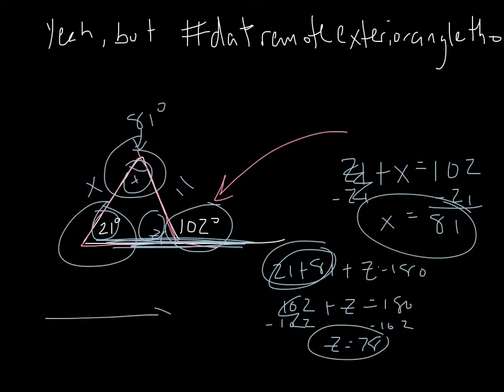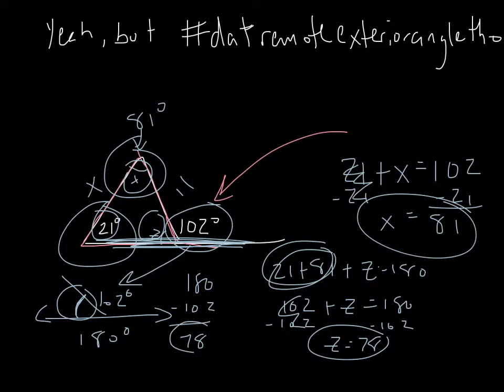Well, we know a straight line is how many degrees? 180 degrees. Now, we already know that that is 102 degrees. So how would we find this angle right here? Well, ladies and gentlemen, we just take 180 and subtract 102, and we get 78. And that's that angle measure, which is what we found earlier.